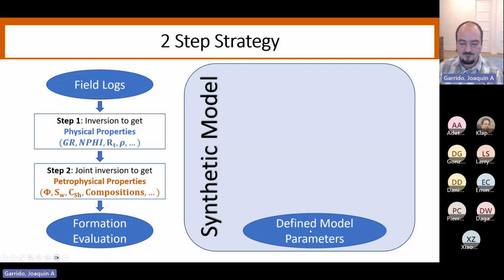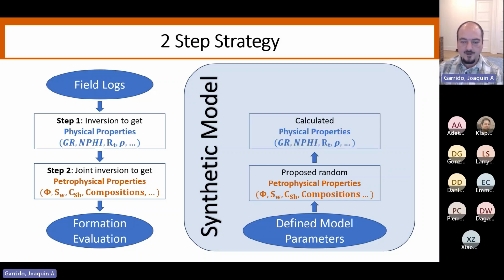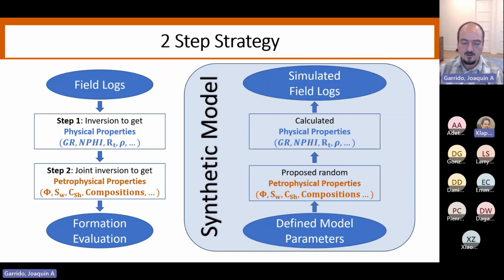To build it, I started by defining some model parameters. We'll get into the details in a little second. Then I proposed some random petrophysical properties, meaning the porosity, water saturation within certain constraints. Then from those petrophysical properties, I can calculate the physical properties, meaning the density of the entire formation, gamma ray property on itself, neutron porosity, resistivity, and so on. And then I simulate some field logs based on that. I add some noise, and then we go back, which is really what you would be doing in a real case with field logs.